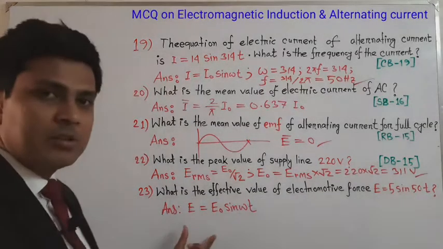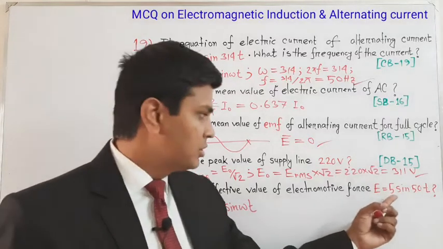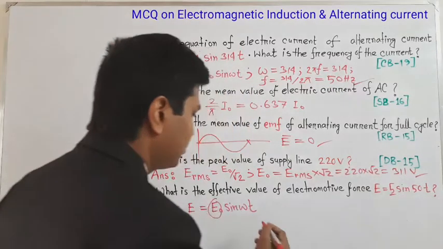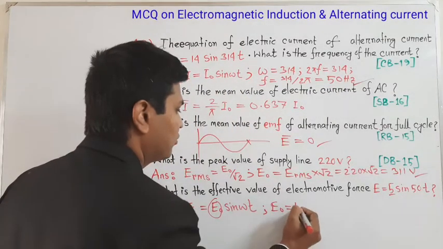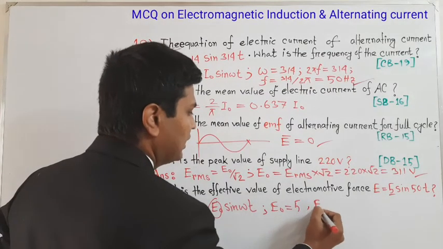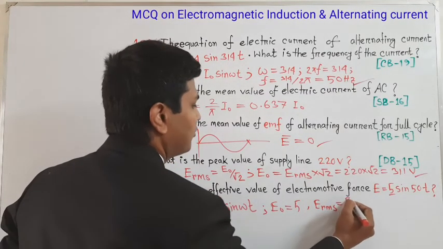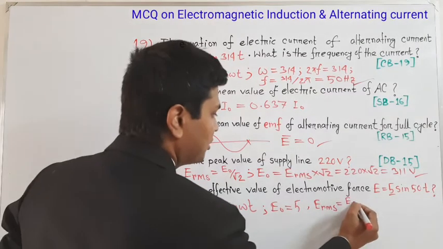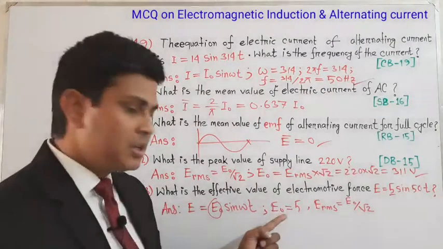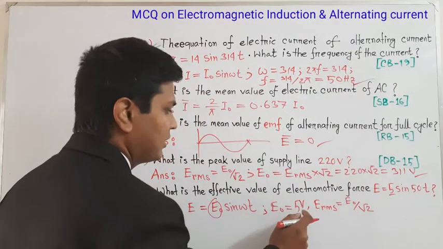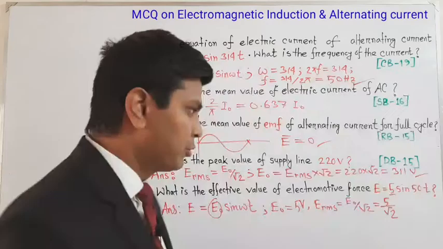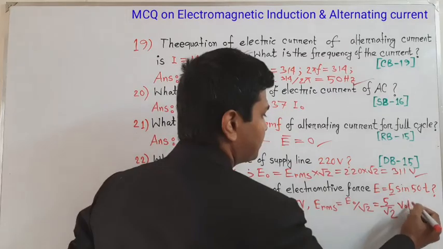If you compare this equation of alternating current with the given equation, then you can write E naught, the peak value of electromotive force, is here 5. That is why we can write E naught equals 5. Again we know the E RMS value of the electromotive force will be E naught divided by root 2. E naught is here 5 volt. Now if you put the value of E naught, which is 5 volt, divided by root 2, its unit will be volt. This is the answer.